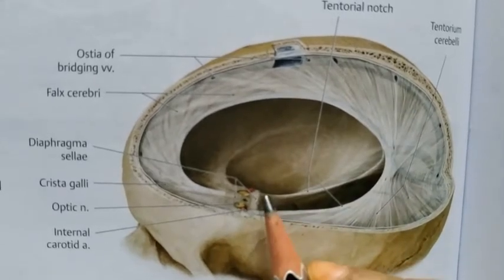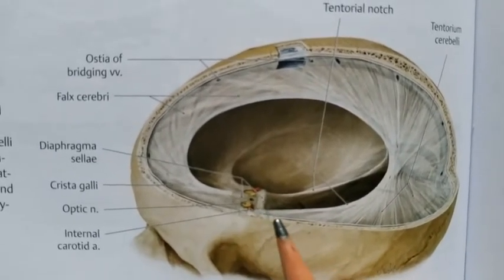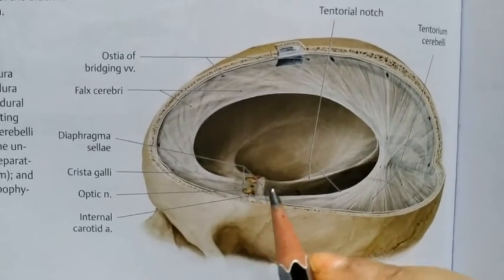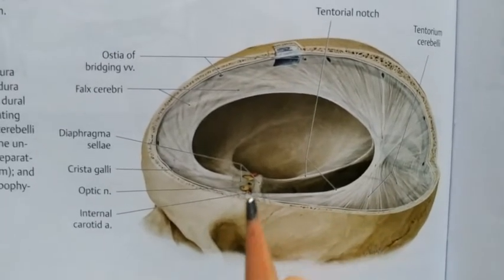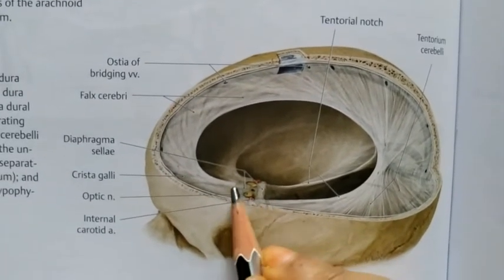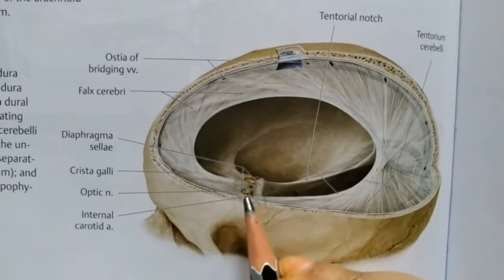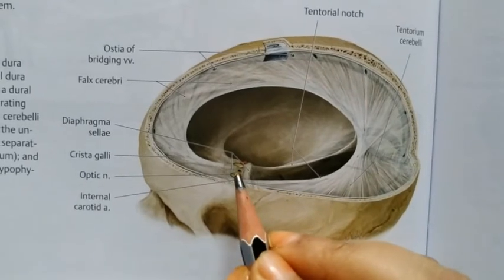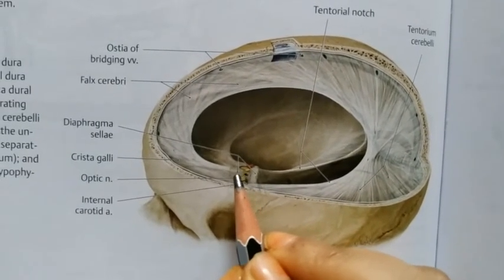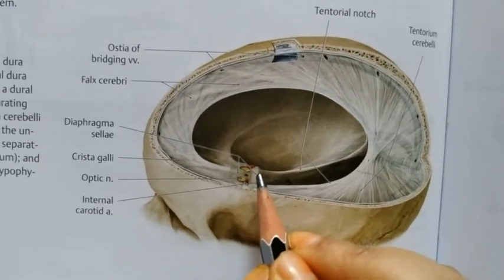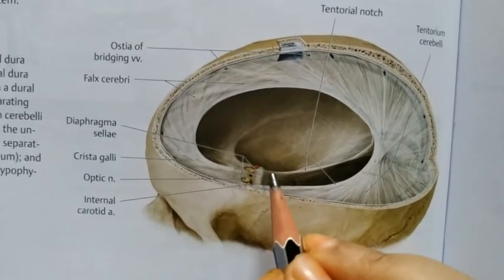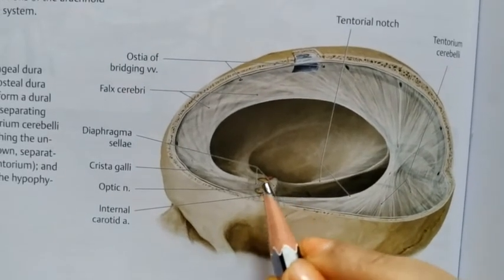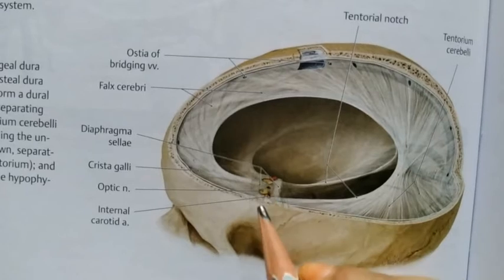Then the diaphragma sellae. This dural fold is horizontal and circular. It forms the roof of the sella turcica, and it is pierced by the stalk of the infundibulum of the hypophysis cerebri. Anteriorly, it is attached to the tuberculum sellae and posteriorly to the dorsum sellae. The upper layer of the diaphragm is continuous bilaterally with the cavernous sinus.